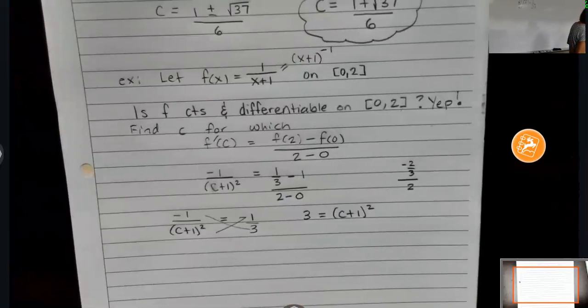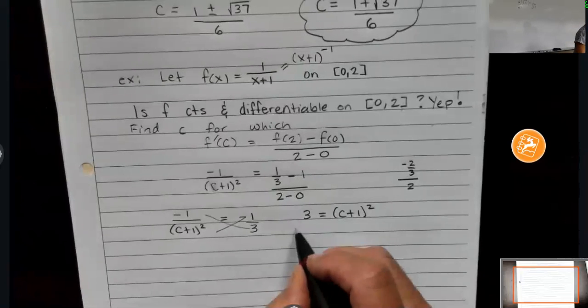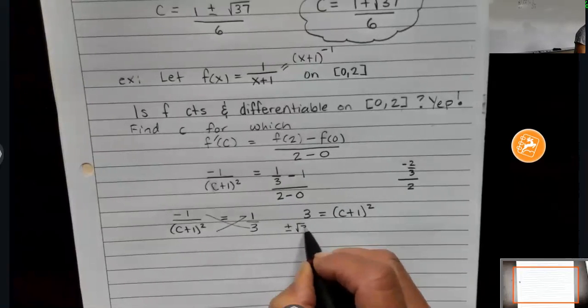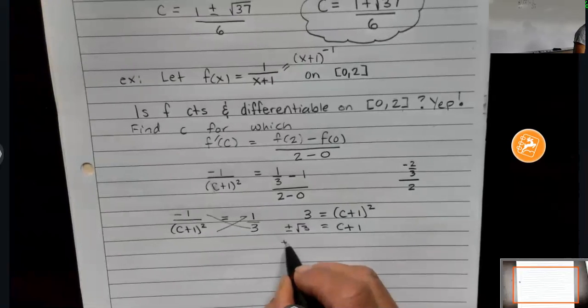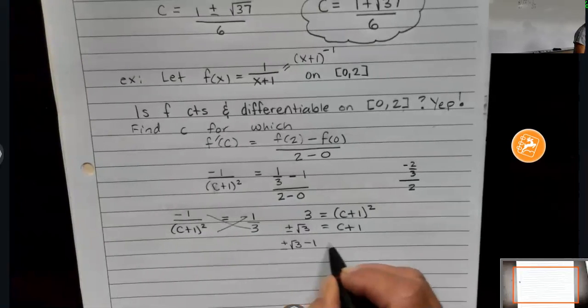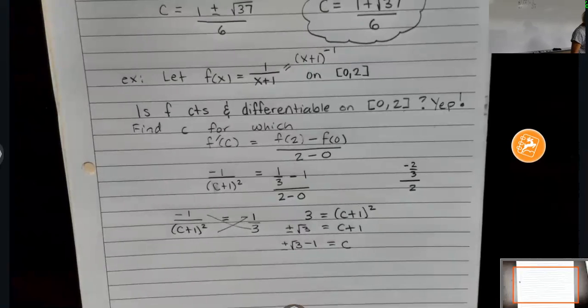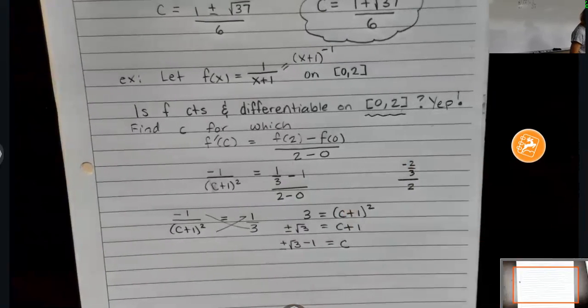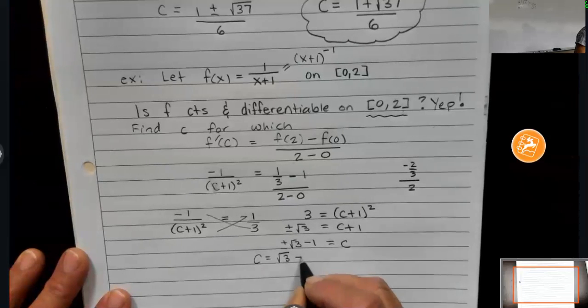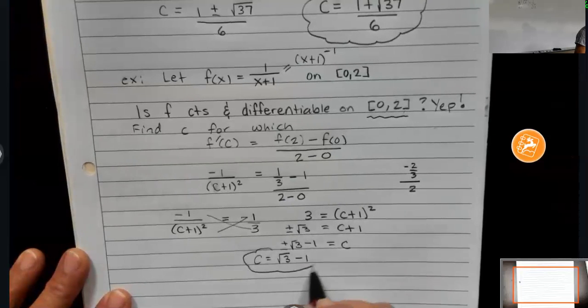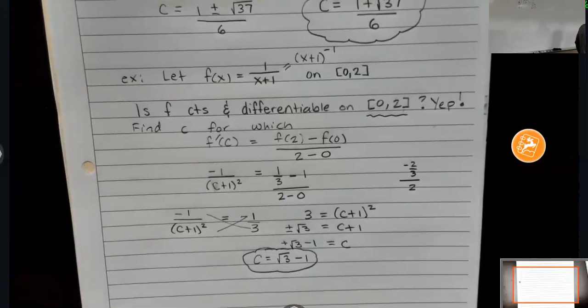What would you do next? Take square roots, plus and minus the square root of 3 is equal to c plus 1. Now subtract 1. Which of these two numbers lives in the interval from 0 to 2? Positive only, right? So our c is going to be the positive square root of 3 minus 1. Okay.